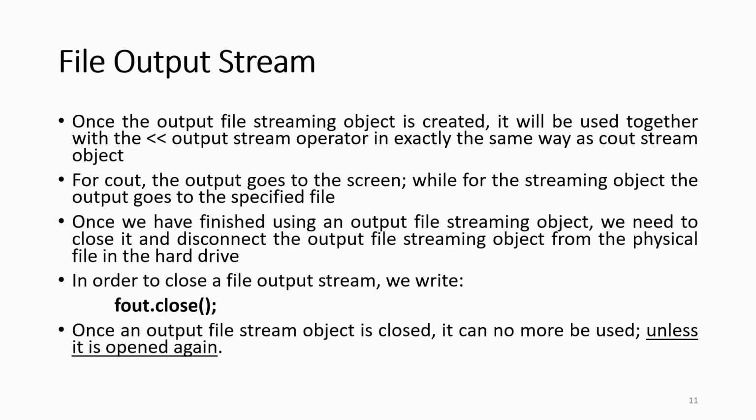Once an output file stream object is closed, it can no more be used, so it cannot be changed anymore unless it is opened again. So you can open a file, close it, you can open it again, and you can close it. So you can open and close a file multiple times within the same program.